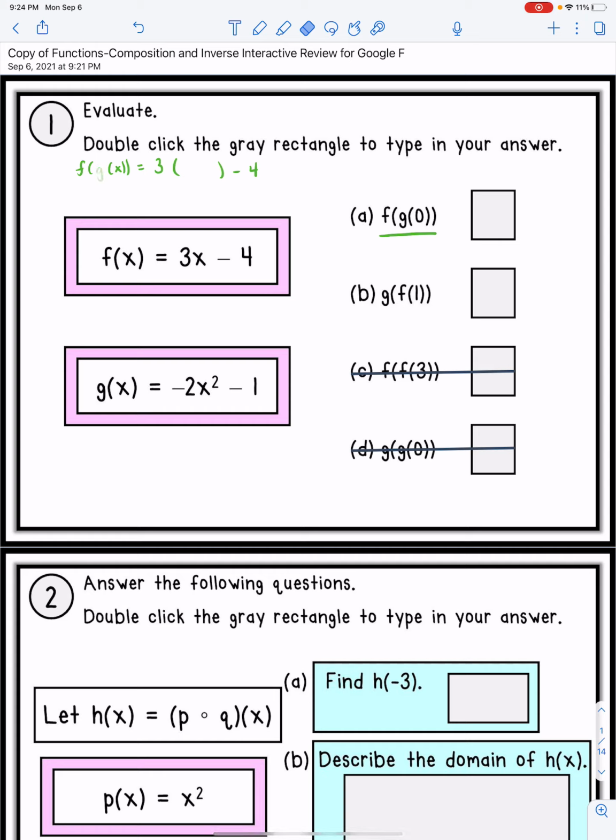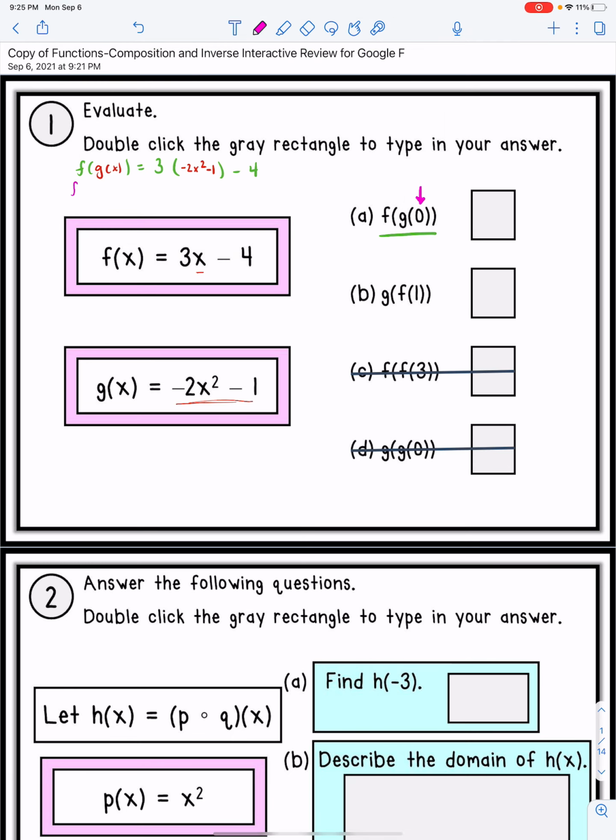So let's do that in another color. So we start with f as the outline or framework, and then g of x becomes the new input. So where we left the input x blank, we're going to put everything that is g in its place. So negative 2x squared minus 1. Okay, now, since we know that's f of g of x, now I would take and plug in from this point your new input that's 0.